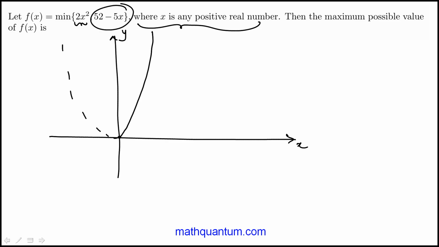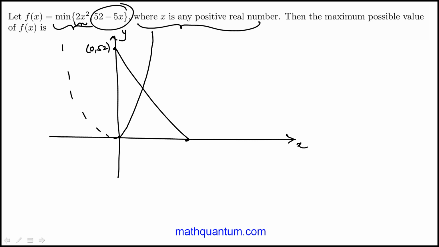And then that is a line with a negative slope, and it's going to look like this. That would be the x-intercept. That one here would be 0, 52. So the first thing is, how do we interpret this minimum?